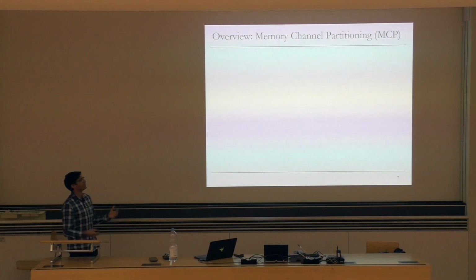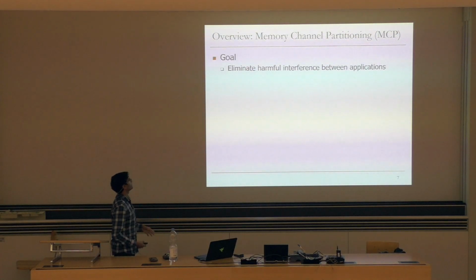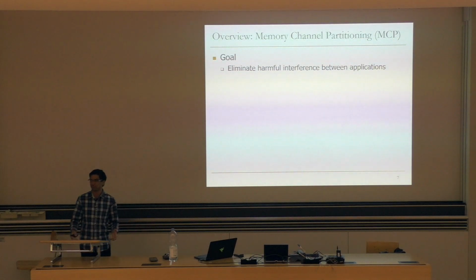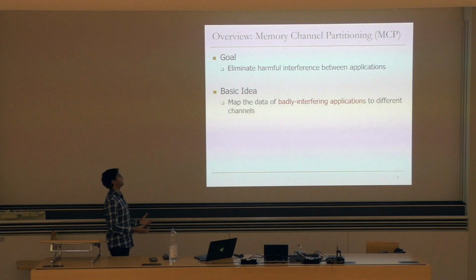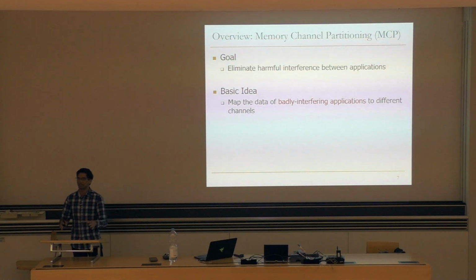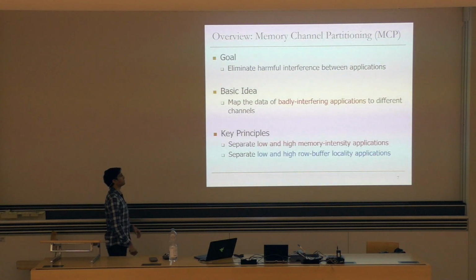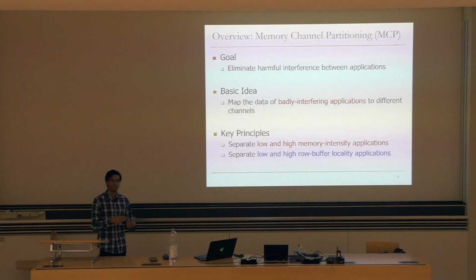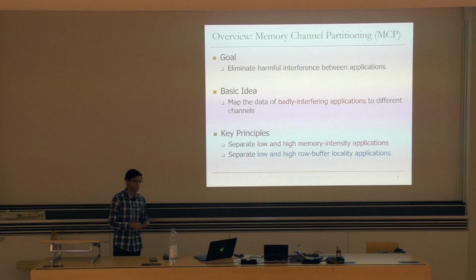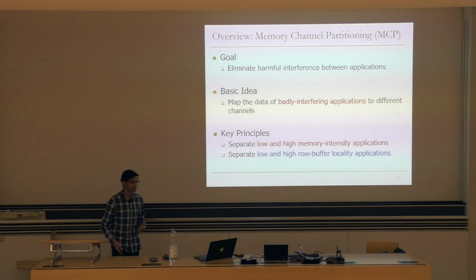So I'm going to give a quick overview of the memory channel partitioning mechanism that this paper proposes. The goal of this mechanism is to eliminate harmful interference between different applications. The basic idea of memory channel partitioning is to map the data of these badly interfering applications to separate memory channels, right? And it's based on two key principles. First, we want to separate applications that have high memory intensity and low memory intensity. And second, we want to separate applications that have high and low row buffer localities.